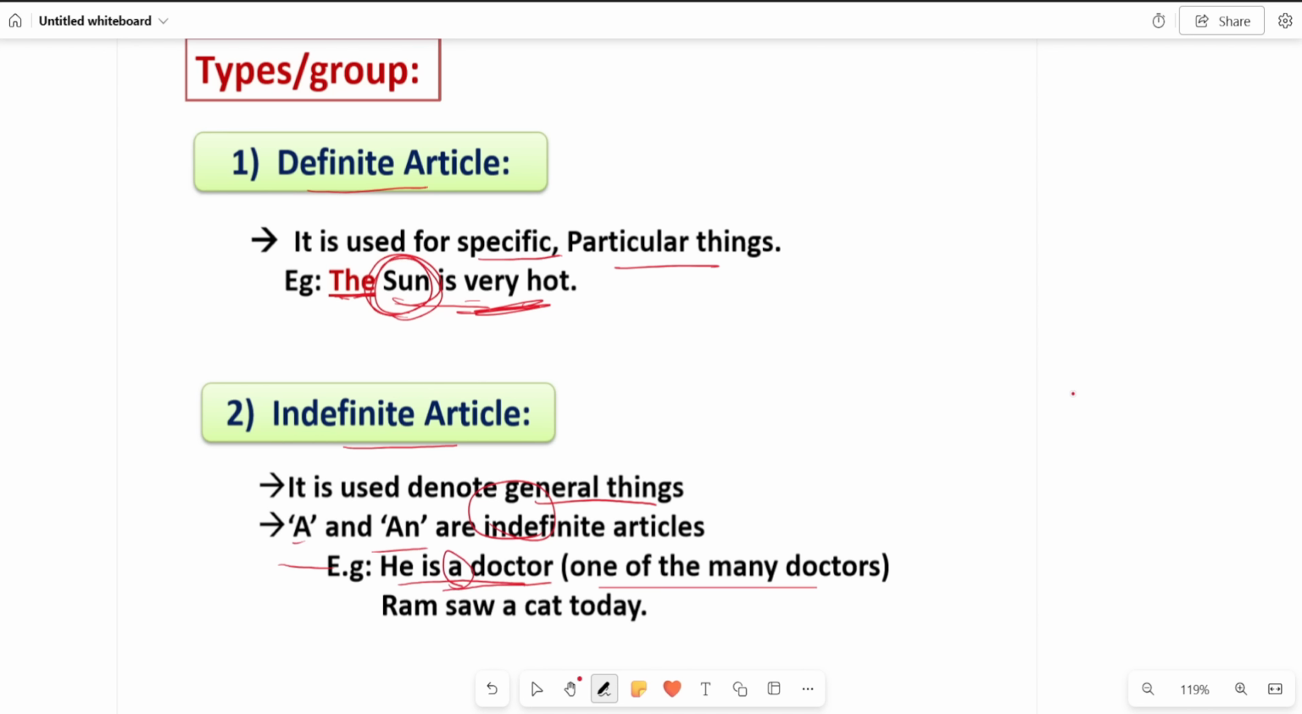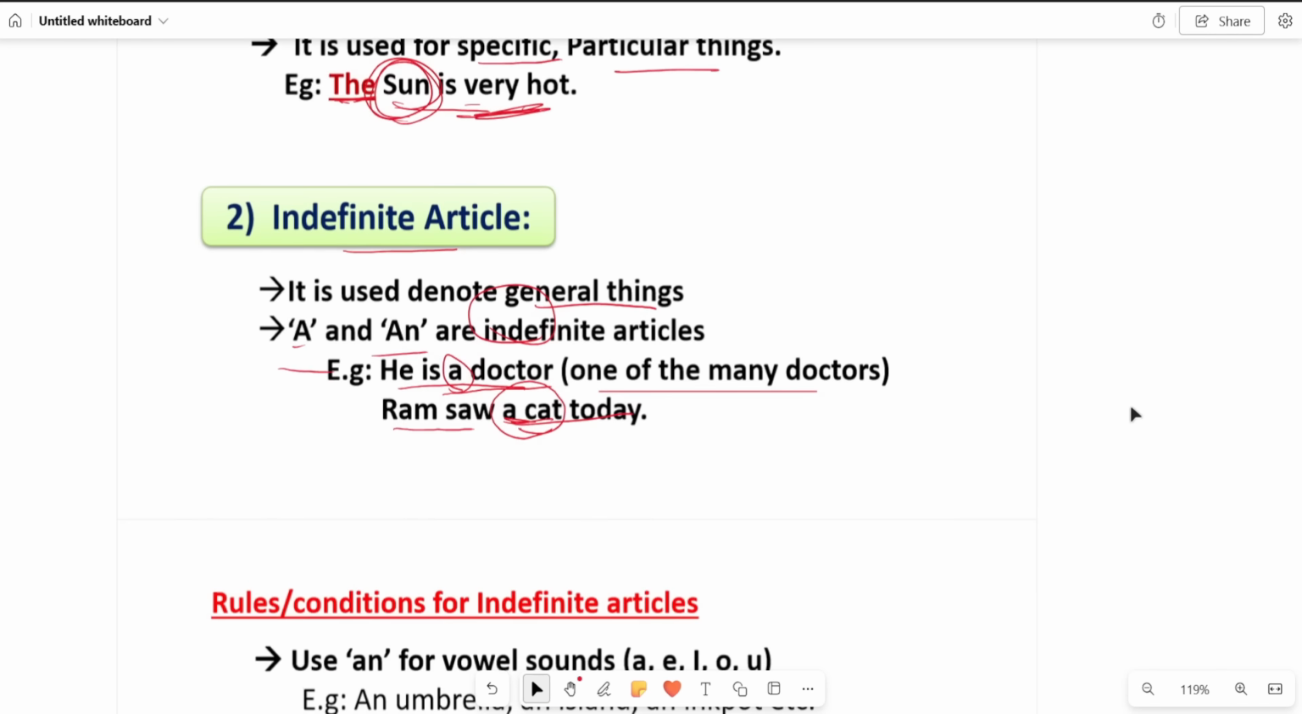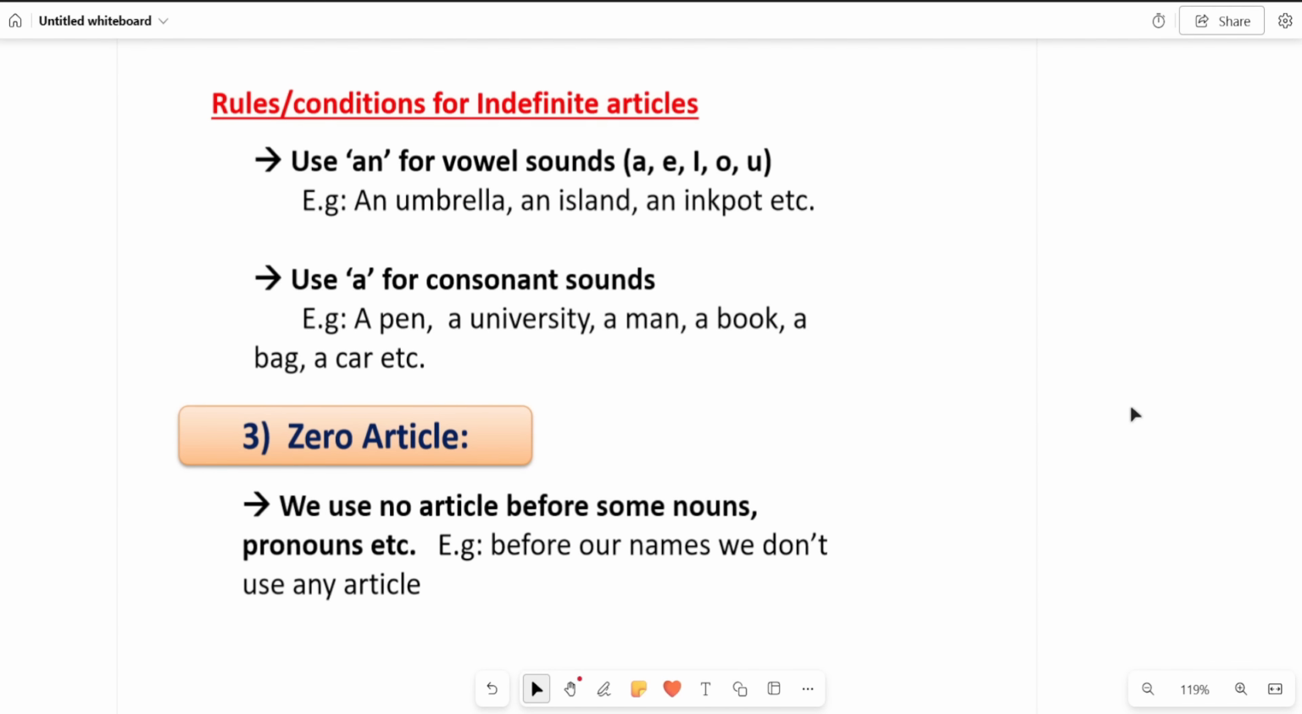And for example, the other one: Ram saw a cat. Here there are so many cats, and Ram has seen one of those, right? So that is the reason we use a cat. I hope you have understood. These are some of the definitions of articles. And now the rules, the way I told you, right?